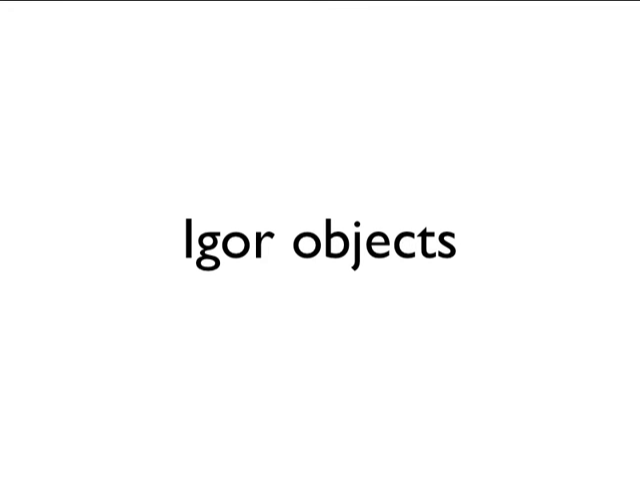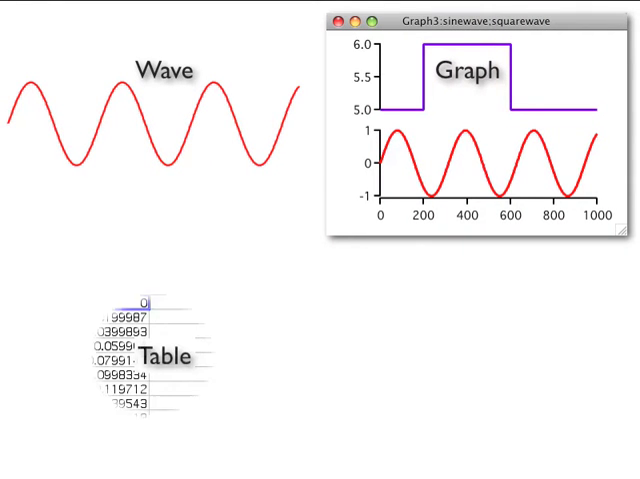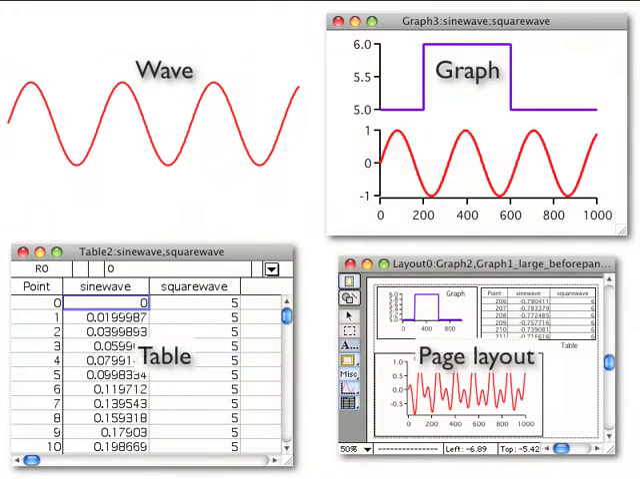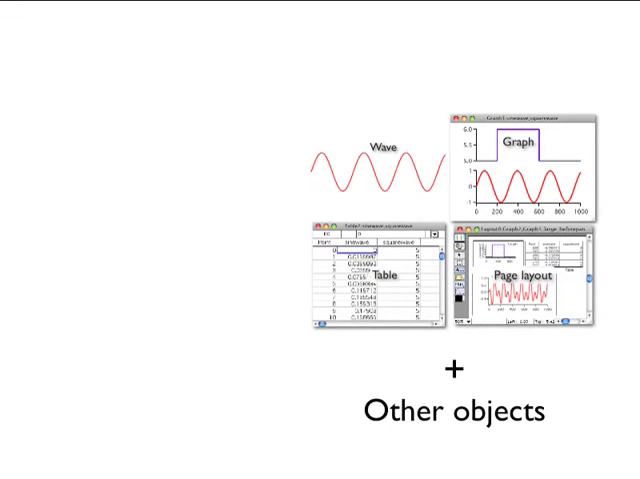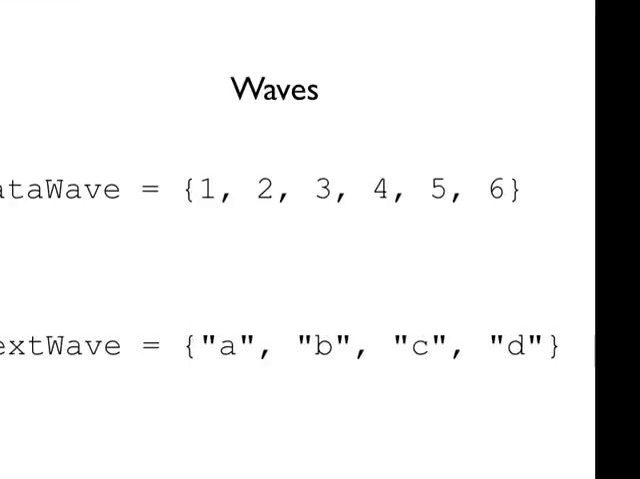There are many types of objects that IGOR provides. Four of the most basic objects that all IGOR users work with are waves, graphs, tables, and page layouts. A collection of objects, including waves, graphs, tables, and page layouts, as well as the other object types I'll introduce later, is called an experiment and is stored in an experiment file. When you open an experiment, IGOR recreates the objects that make up the experiment.